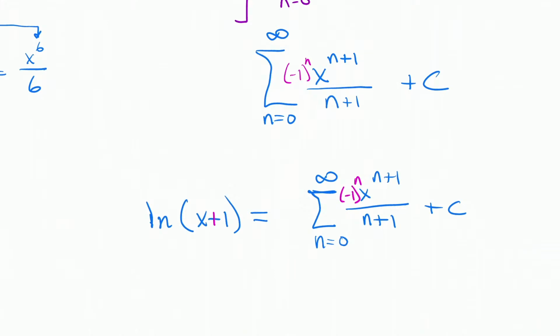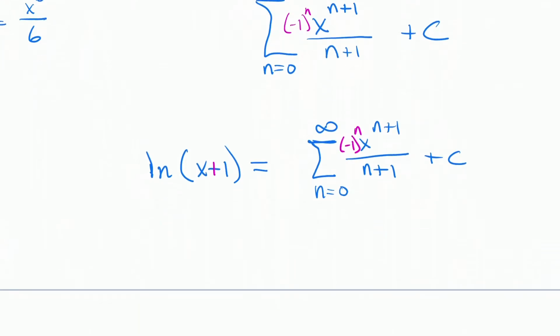Now it all makes sense, because now you can actually plug in x equals 0 and have it be something that actually works. So to figure out what the c is, we're going to do natural log of 0 plus 1 is going to be this sum, negative 1 to the n, 0 to the n plus 1 over n.